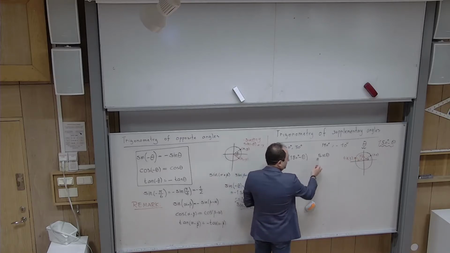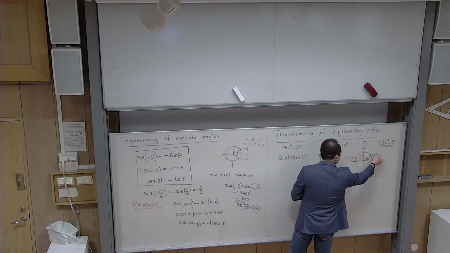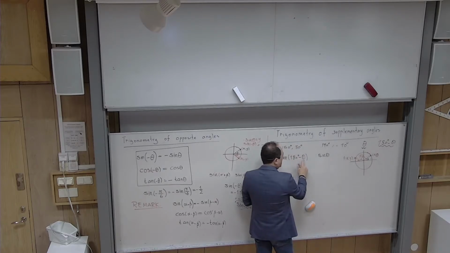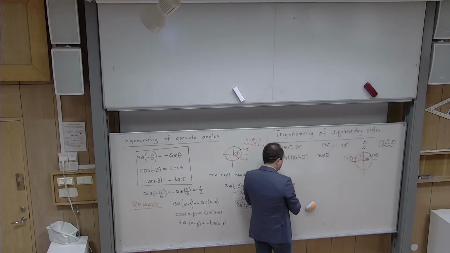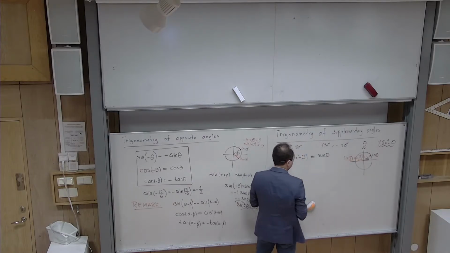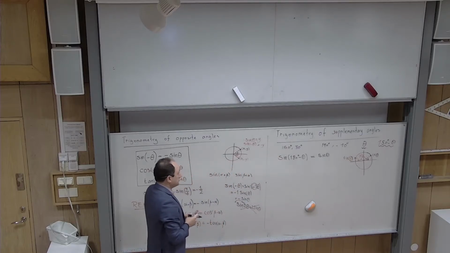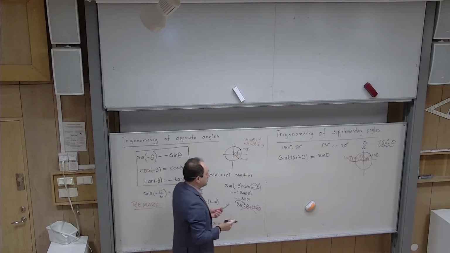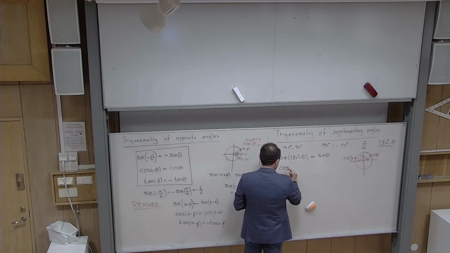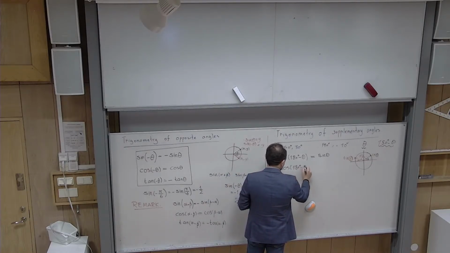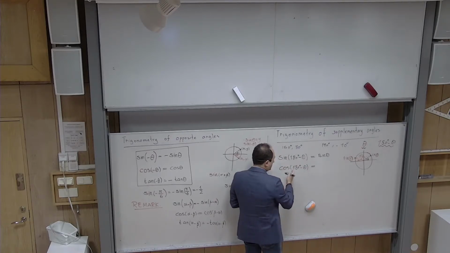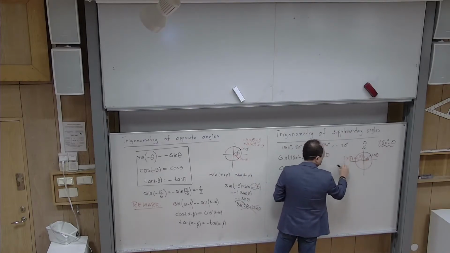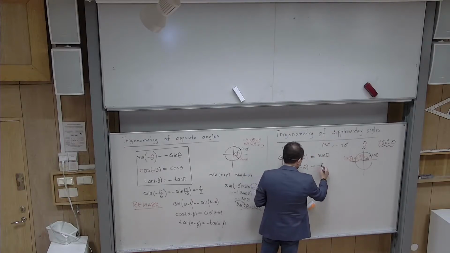Sine of theta is this y-coordinate. Sine of 180 minus theta is this y-coordinate. They are exactly the same. So this means that they are exactly equal. Yes? And then what is your guess for cosine of 180 degrees minus theta? The cosine relates itself to the x-coordinate. So the x-coordinates are not exactly the same, they are opposite. So it is minus cosine theta.